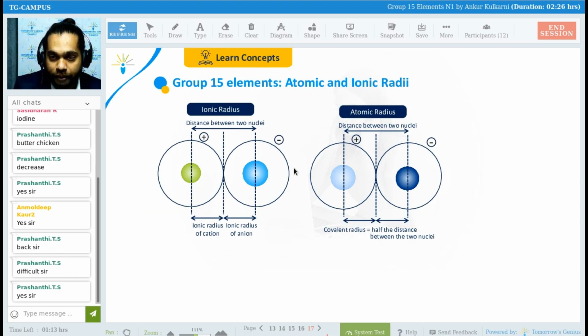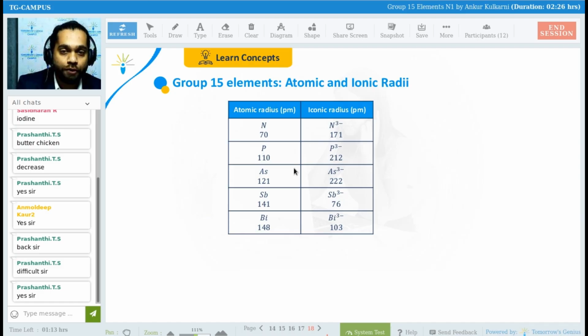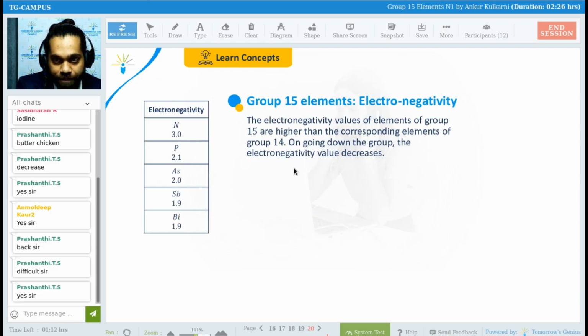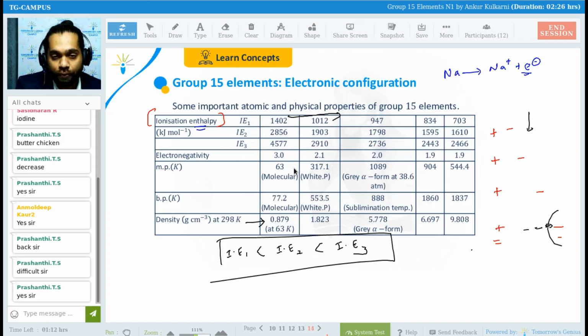Let us go ahead. Atomic radius and ionic radius. So you can see that's why there is such a huge difference between them. Now let us move to electronegativity.